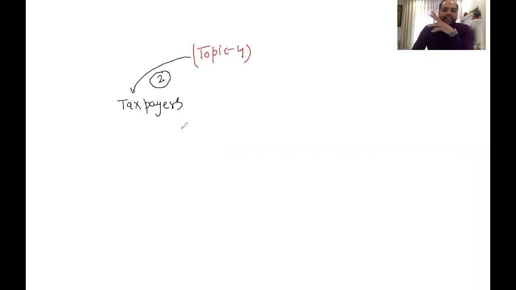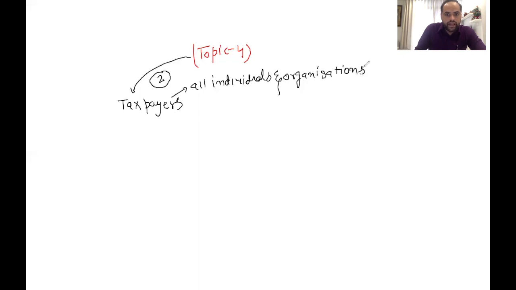So any kind of individual or organization will be treated as a taxpayer in relation to VAT in Vietnam. But make sure there are certain requirements for those individuals and organizations to be treated as VAT payers, right? Taxpayers. Okay, so who could be a taxpayer in Vietnam? Of course, all individuals and organizations, all kinds of individuals and organizations.